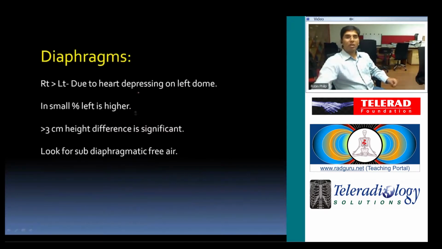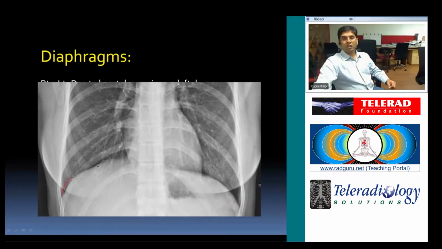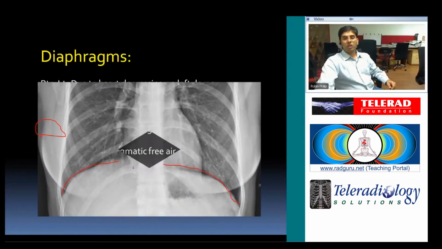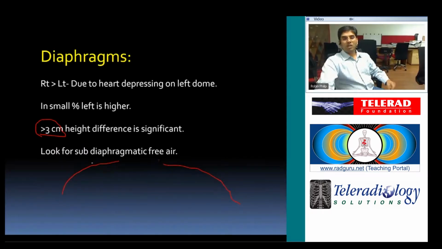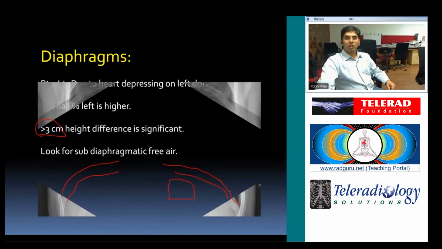The next, move on to the diaphragms. So usually the right diaphragm, this is how it looks. The right diaphragm is higher than the left. This is what is commonly seen. And in a small percentage of the population, the left is higher. If the difference between the two domes of the diaphragm is more than 3 centimeters, then it is significant. Always, on a PA radiograph, look for free air under the domes of the diaphragm. If you look in these regions, that's the gastric bubble. Okay, right? And that is about the diaphragms.